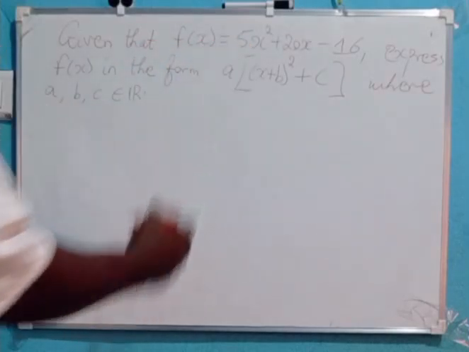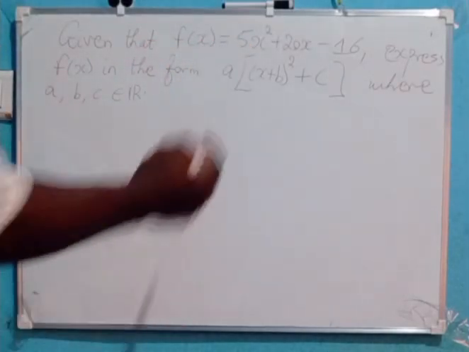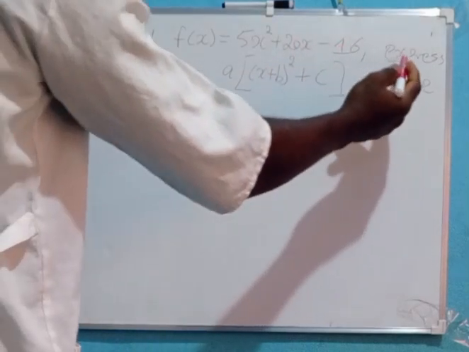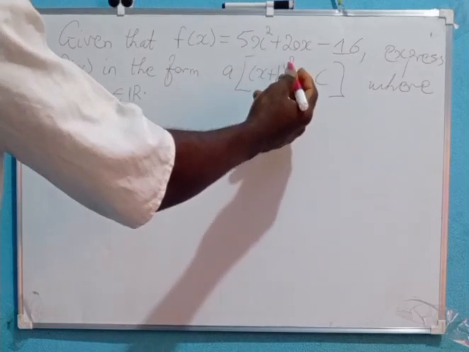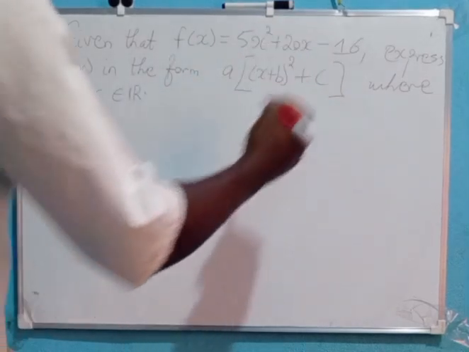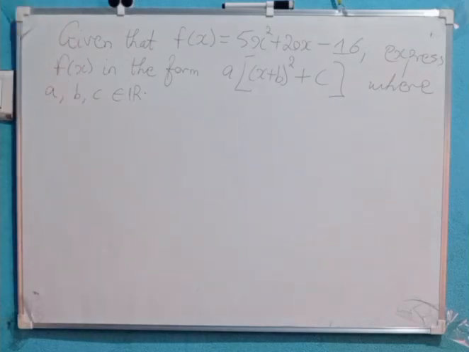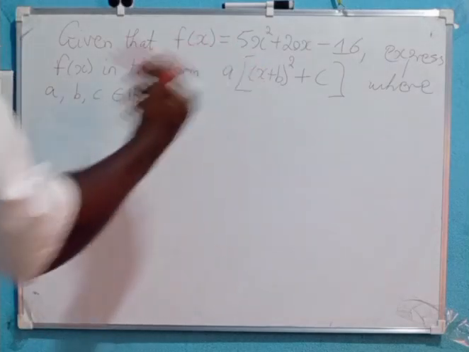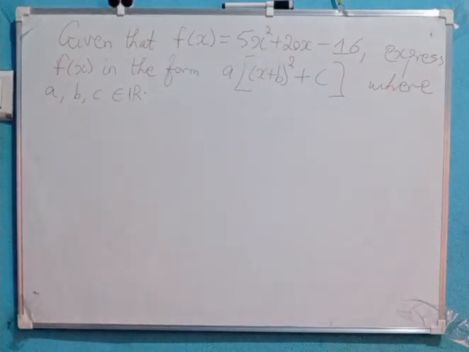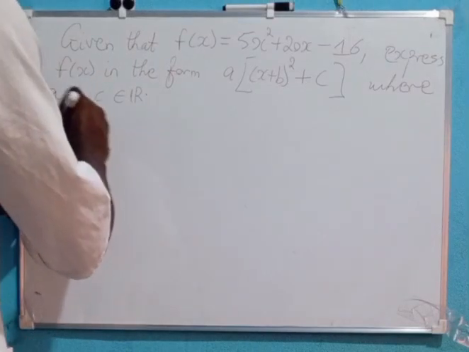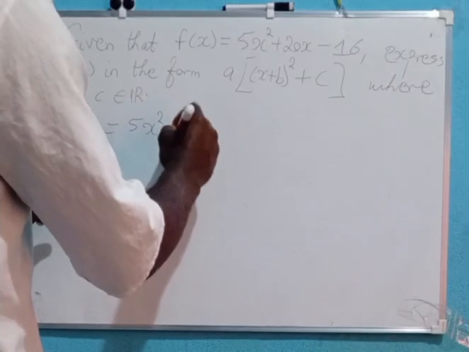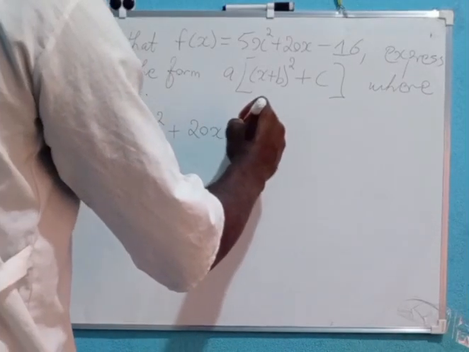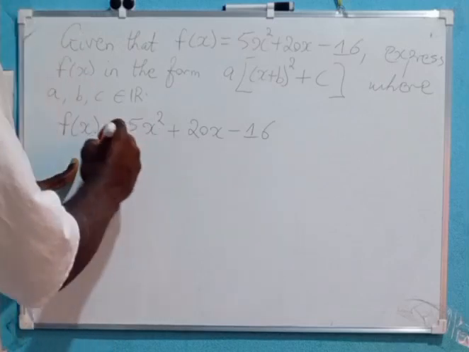Given that f of x is equal to 5x squared plus 20x minus 16, express f of x in the form a times (x plus b) all squared plus c, where a, b, c belong to the set of real numbers. For us to express f in this form, we are going to make use of the method of completing the squares.